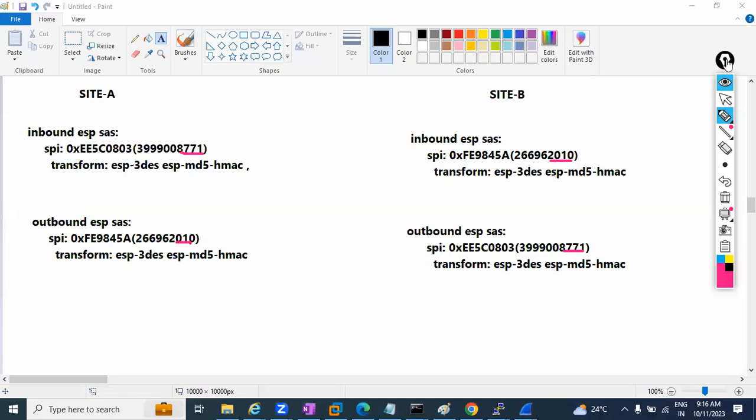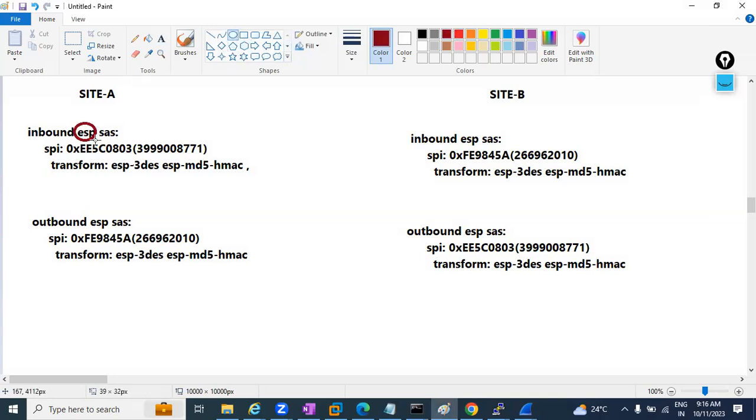So guys, when site A, this is what we are talking about here. This time we are not talking about anything related to phase 1. I'm talking about ESP into this. ESP means, guys, I'm talking about which phase? Phase 1 or phase 2? I'm talking about phase 2 here.